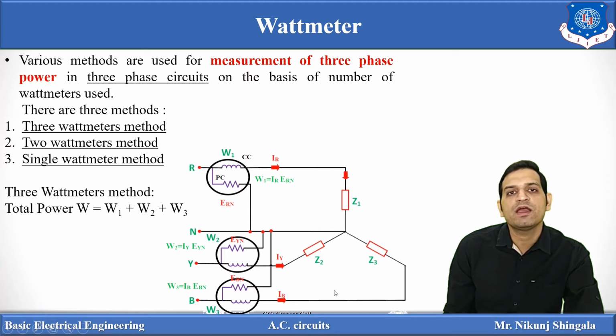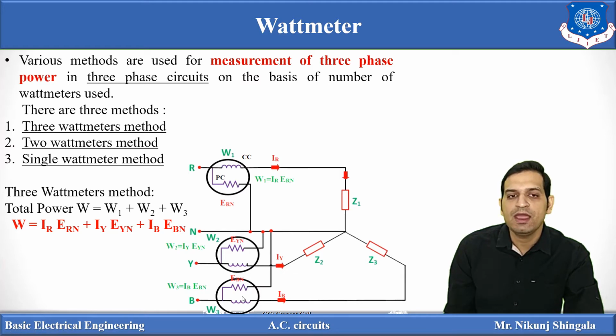Now suppose loads are assumed to be resistive, so there is no angle between phase current and phase voltage. The phase angle between phase current and phase voltage will be 0, so cos 0 will be 1. So directly we can write W is equal to IR into ERN, that is the reading of W1, IY into EYN, that is the reading of W2, and IB into EBN, that is the reading of W3. Here the cosine of the angle is not shown because loads are assumed to be resistive. So the total power for a star connected load is the summation of individual wattmeter readings, that is W1, W2, W3, and this is the case of the 3 wattmeter method.